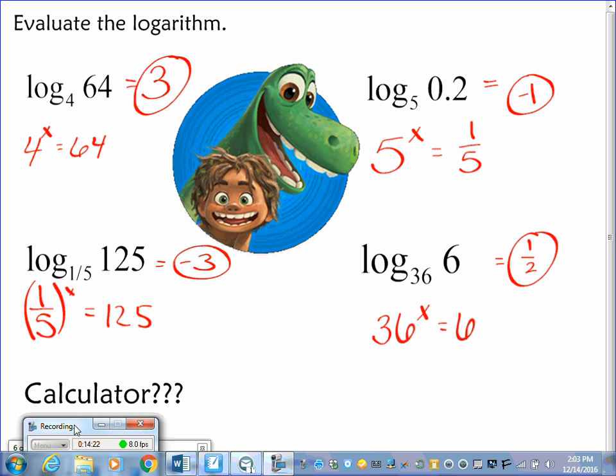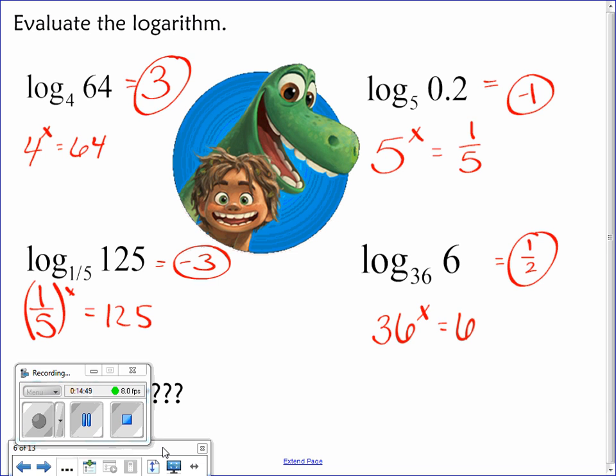Can you use your calculator on these? Meaning, can you use the log button on your calculator? Try it. Of course there is. I just haven't showed it to you yet. You probably won't.